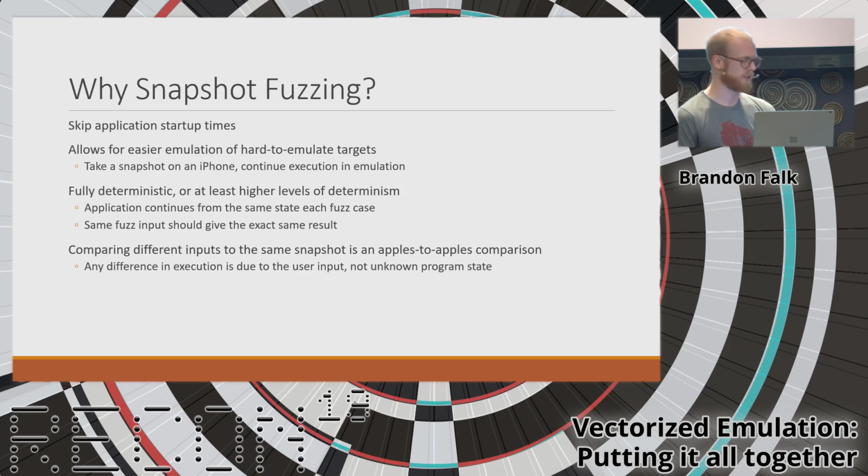Finally, snapshot fuzzing is much more deterministic. It typically should be fully deterministic, but you might have some entropy sneak in. What's nice is, since you're starting from the same state of the program every time, if you pass through the same input, you should get the same result. Maybe you have a bug, I don't know, it varies.